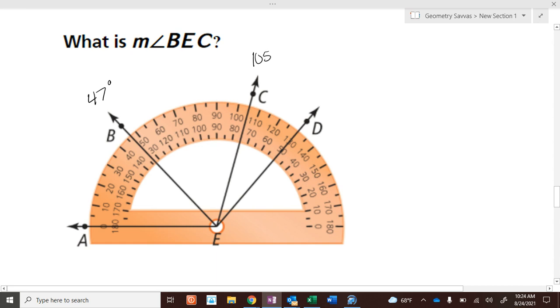Okay, notice how Mary used the outside scale for both of them, because we have to use the common scale. If they're not starting or ending at 0, when we're finding two that are in between, we have to use a common scale. So we choose the outside for both of them. Okay, we have 105 and 47, but neither one is the right answer for how big BEC is. So how do we find BEC, Caitlin? Subtract them. Take 105 minus 47. 15 minus 7 is 8. 9 minus 4 is 5. It is 58.